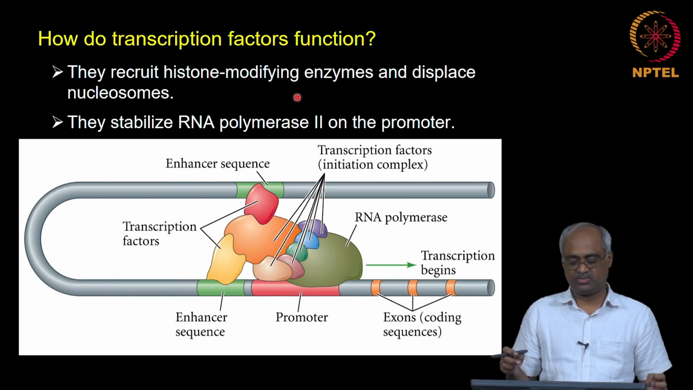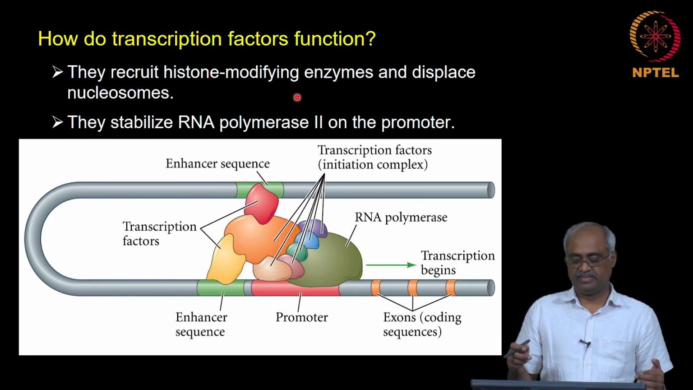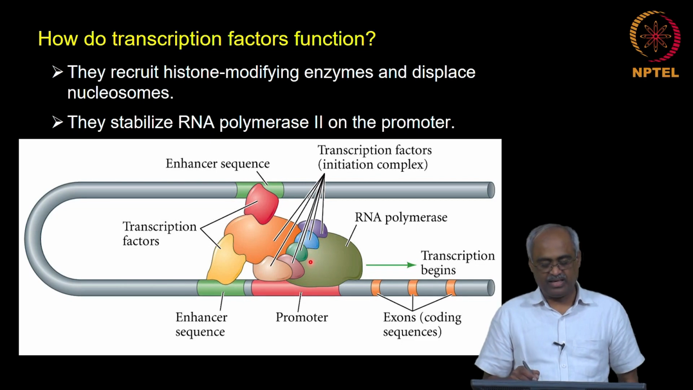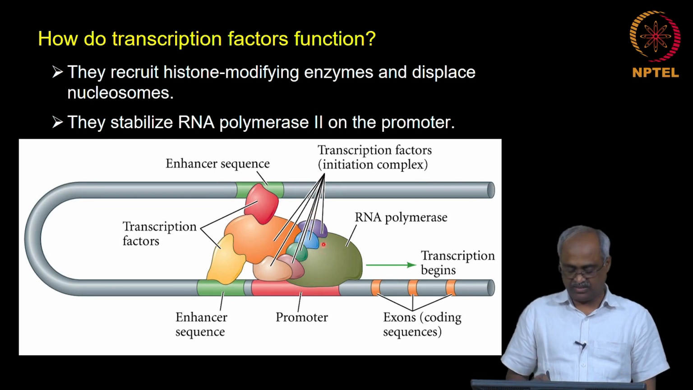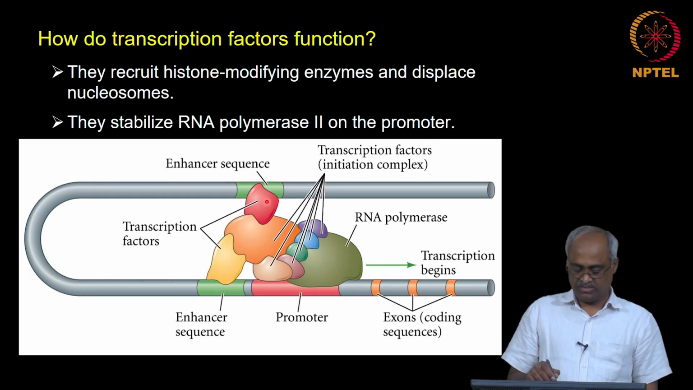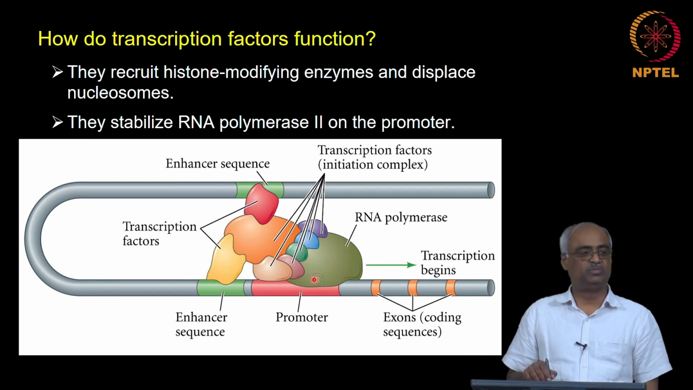So, that allows transcription. And the second is that they stabilize RNA Pol2. Oftentimes RNA Pol2 bound to the core transcription factors, as shown in this cartoon, is not very stable, but when these transcription factors bound to the enhancer interact with all these proteins, they make a much more stable initiation complex. Okay.